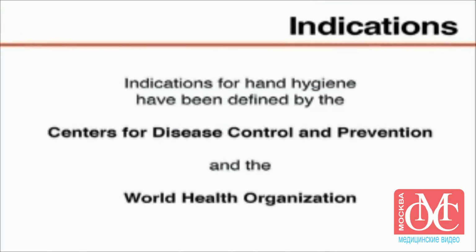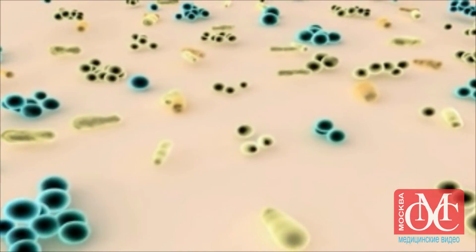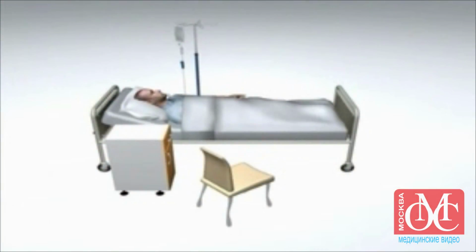The indications for the use of hand hygiene by healthcare workers have been clearly defined by numerous organizations, including the Centers for Disease Control and Prevention and the World Health Organization. We will now review these indications. We will first review some of the basic principles of cross-transmission of microbial pathogens. The skin and mucous membranes of every human being are colonized by various microbial species. When hospitalized, patients gradually shed these microorganisms onto inanimate objects in their immediate surroundings, for example, onto bed linens, gowns, and bedside furniture.